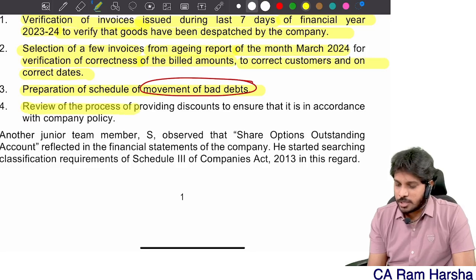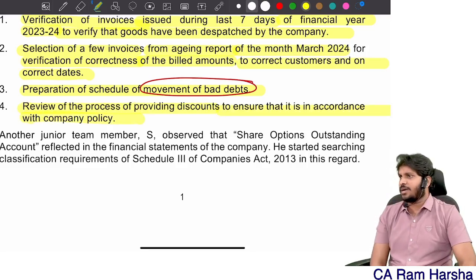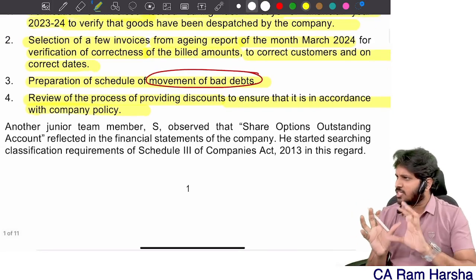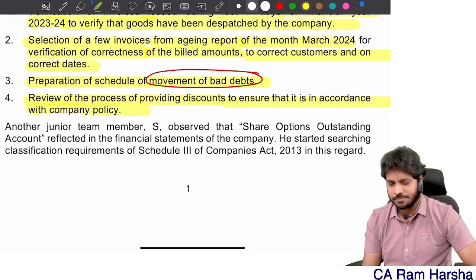And review the process of providing discounts to ensure that it is in accordance with the company policy. These are the four procedures which they want to verify, along with external confirmation to debtors.